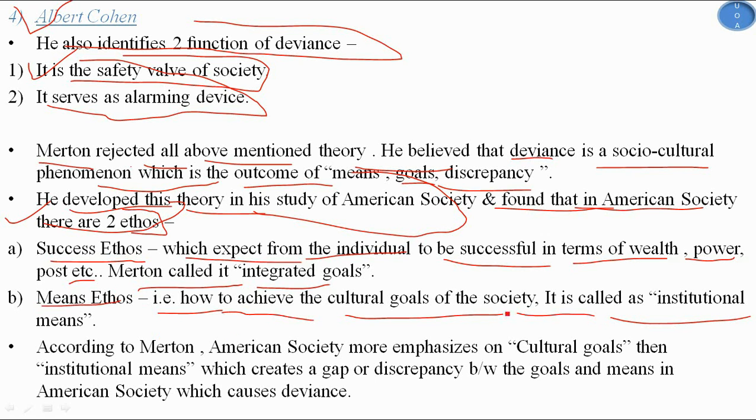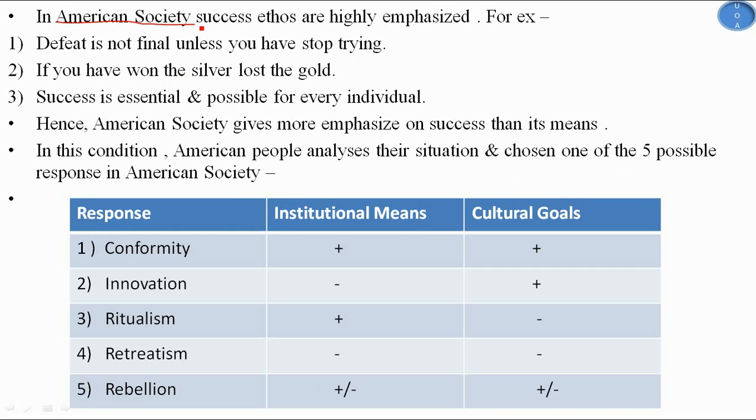So according to Merton, American society emphasizes cultural goals more than institutional means, which creates a gap or discrepancy between the goals and means in American society, which causes deviance. So in American society, success ethos are highly emphasized. For example, defeat is not final unless you have stopped trying it. And if you have won the silver, that means you lost the gold. Success is essential and possible for every individual. So hence American society gives more emphasis on success than on means.